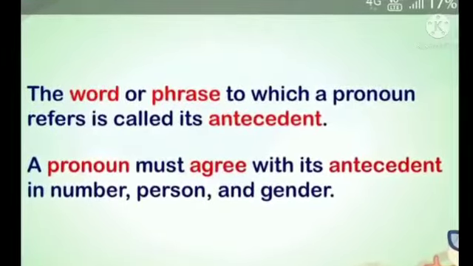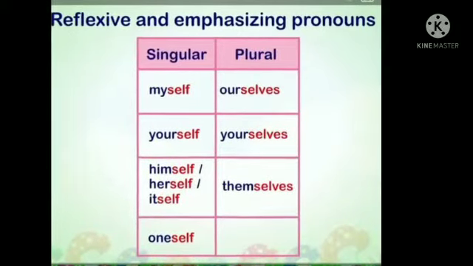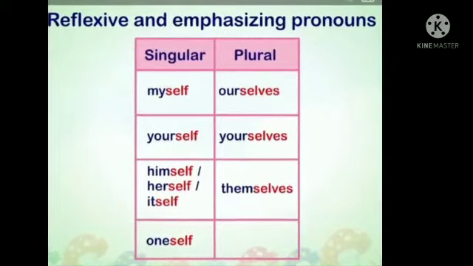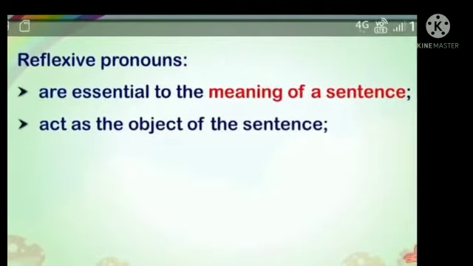Like, whose umbrella is this? Here, whose is also a relative pronoun. Now see reflexive and emphasizing pronouns, singular and plural. In singular it is myself, plural it changes into ourselves. Singular yourself, plural yourselves. Then himself, herself, itself change into themselves. Oneself changes into nothing.